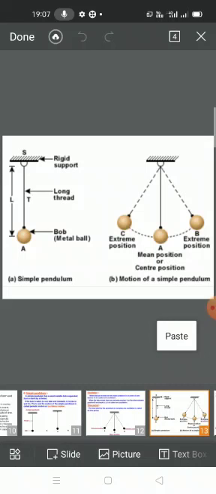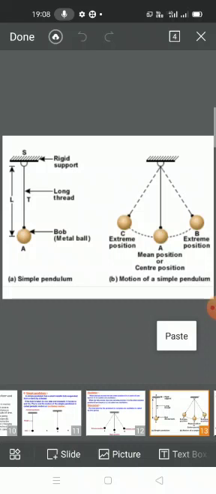Let's talk about the extreme position. The position where the bob is at its maximum distance. When the bob moves back and forth, to and fro, the maximum distance covered by the bob is known as its extreme position. You can see the positions C and B. When we move the bob from its mean position, it moves to C and B. So C and B are its extreme positions.